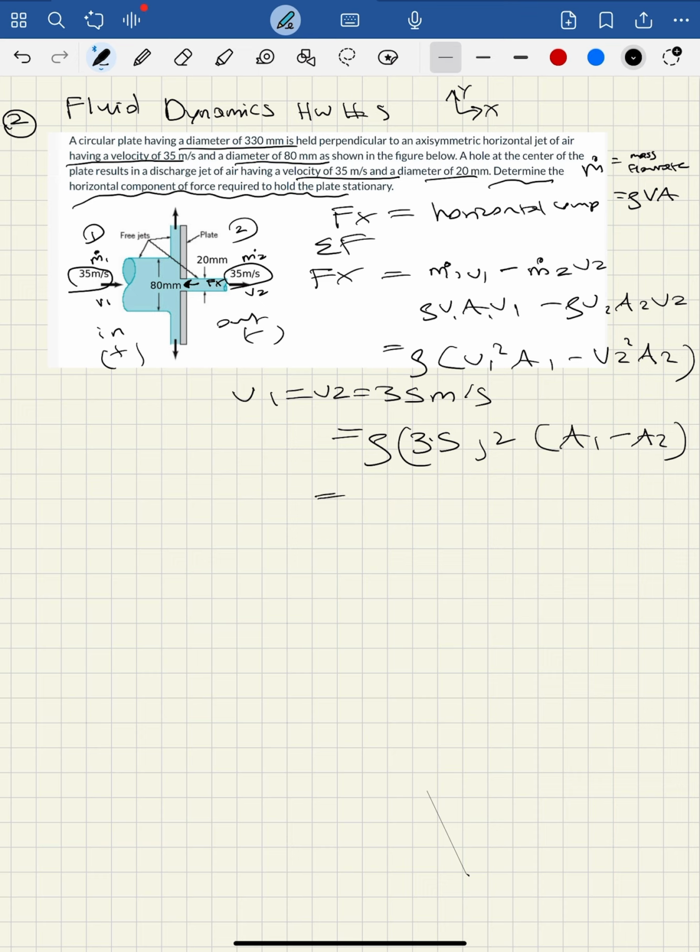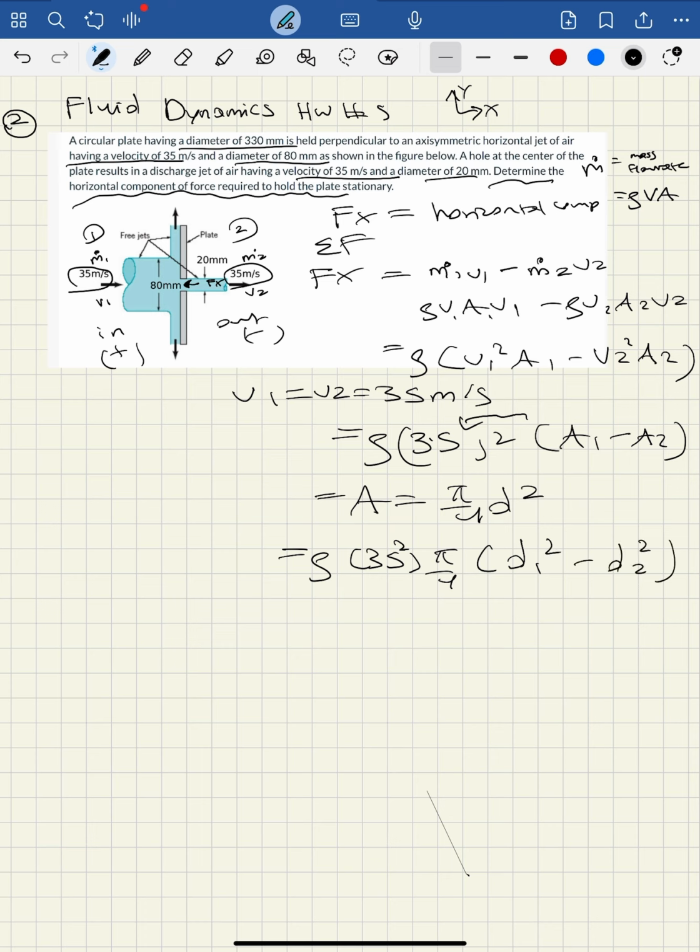And another thing that we can do, you can just leave it like that and go ahead and just add the values. Remember that your area is going to be pi over 4 times diameter squared. What you can do is just take out the pi over 4 and put it here, or you can just plug it in straight into your area. So what I'm going to do is take out that value and just put it in the front. So rho, velocity squared, pi over 4, and diameter 1 squared minus diameter 2 squared.